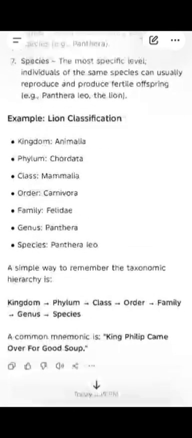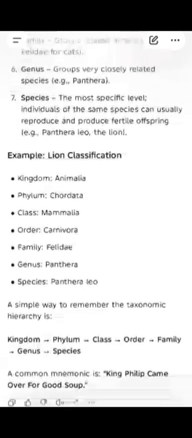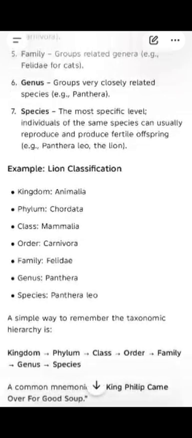Now the list of classification, for example, I'll use the lion as a classified example. The kingdom is Animalia, and the phylum is Chordata. The class is Mammalia. The order here is Carnivora, which means it feeds on flesh. And the family here is Felidae, meaning cat family. And the genus is Panthera, while the species is known as Panthera leo.